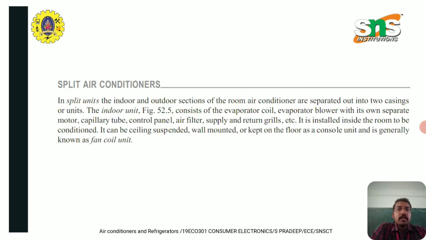Split air conditioners. In split units, the indoor and outdoor sections of the room air conditioner are separated out into two casings or units. The indoor unit consists of an evaporator coil, evaporator blower with its own separate motor, capillary tube, control panel, air filter, supply and return grills, etc.